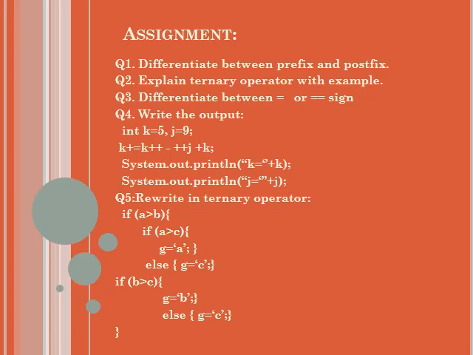The last question is about the ternary operator. Rewrite in ternary form: if a is greater than b, if a is greater than c, g is equal to a, else g is equal to c. Or if b is greater than c, g is equal to b, else g is equal to c. So you all have to complete this assignment and do neat work in your notebook.